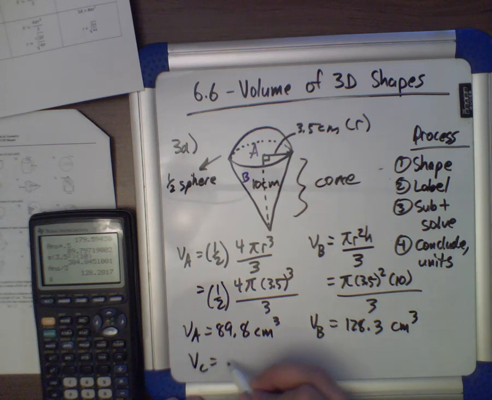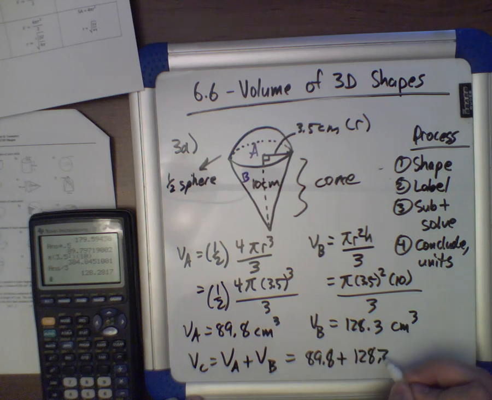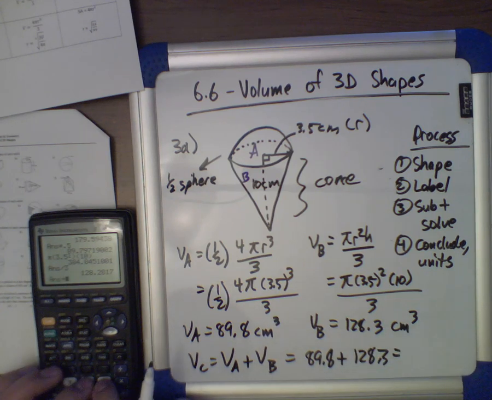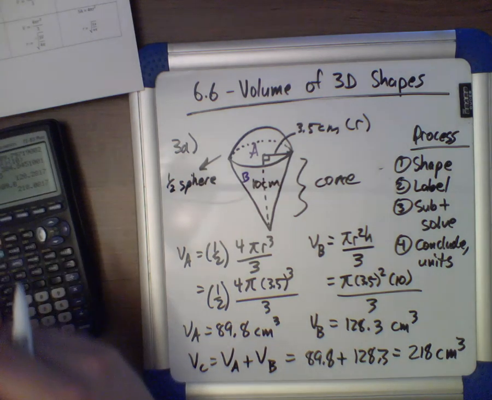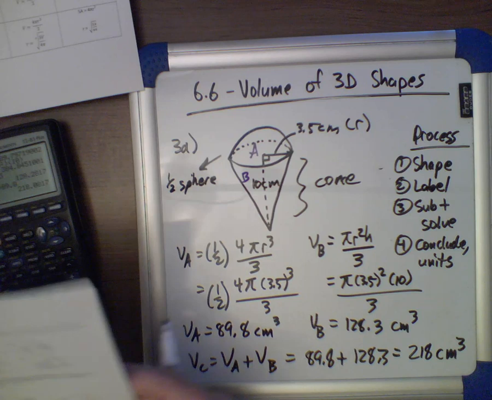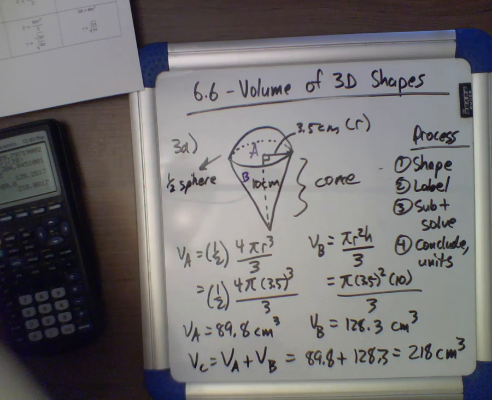Let's find the volume of our composite shape. The volume of our composite, we're going to add up all the parts. So volume of A plus volume of B. So 89.8 plus 128.3 gives me 218 centimeters cubed. Let's check our answer key, which I should have done last time. I would have caught my mistake earlier. 3D, our answer should be 218 centimeters cubed.